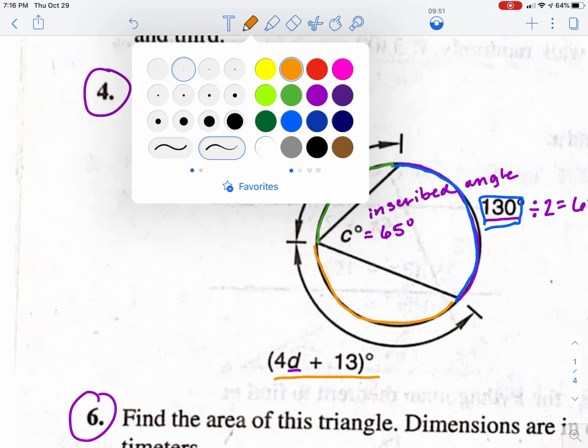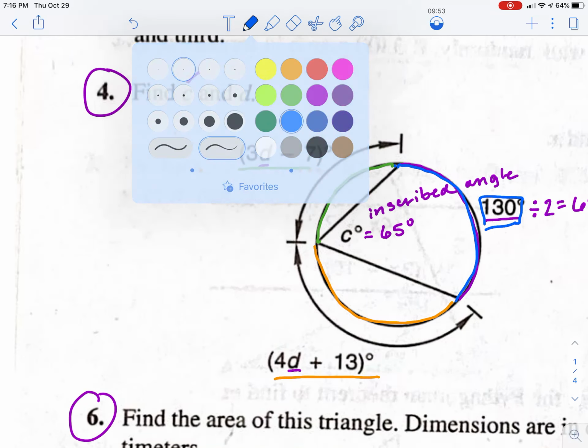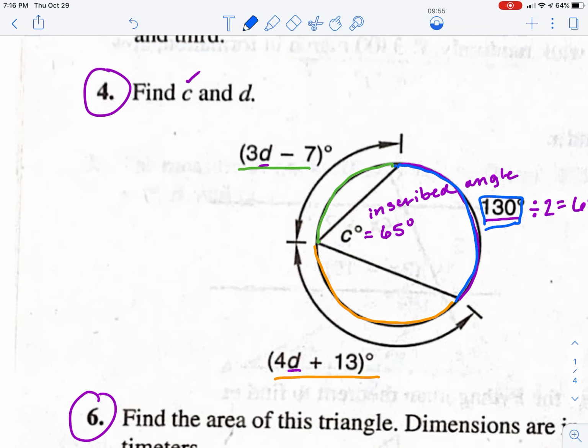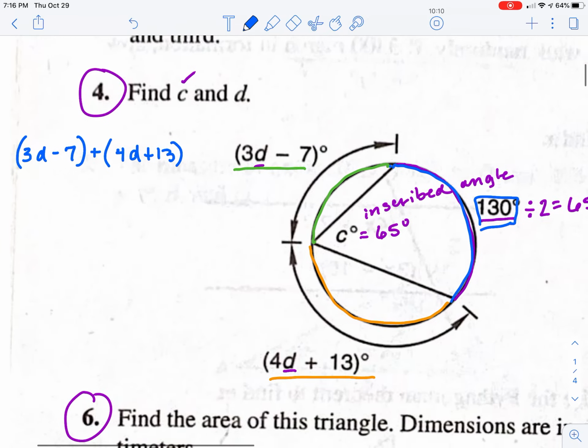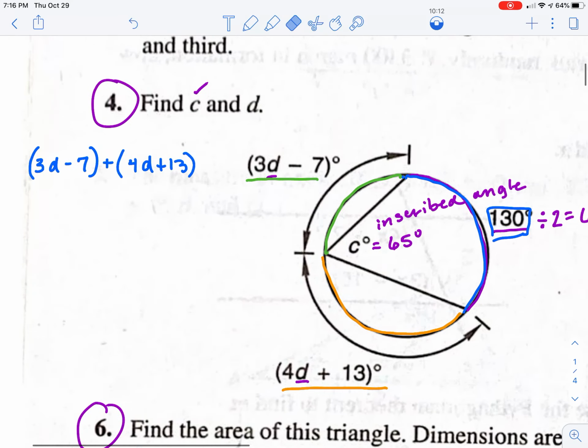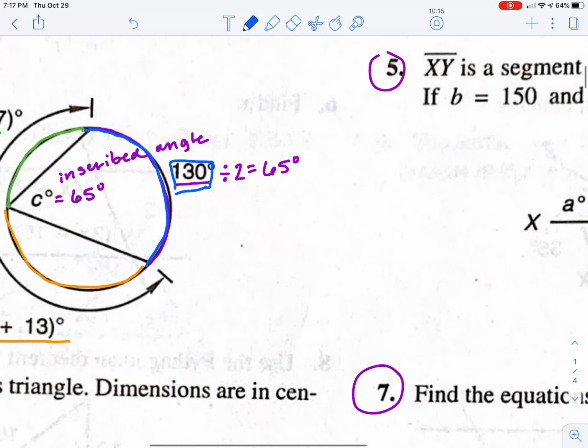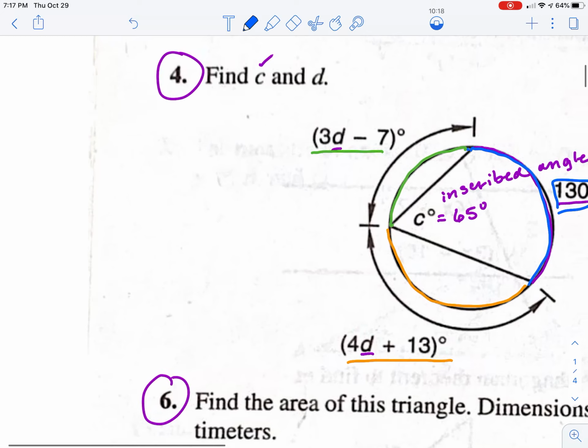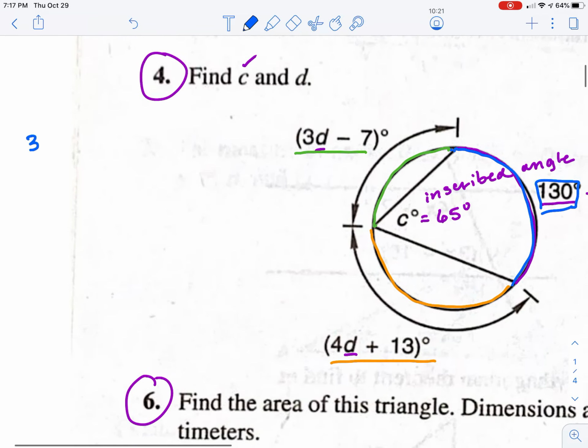We're going to take, let me change my pencil back to blue. We're going to use the 3D minus 7. Let's add to that 4D plus 13, and we'll add to that 130. I actually need to move this down slightly, so let me rewrite this down here where I have some room.